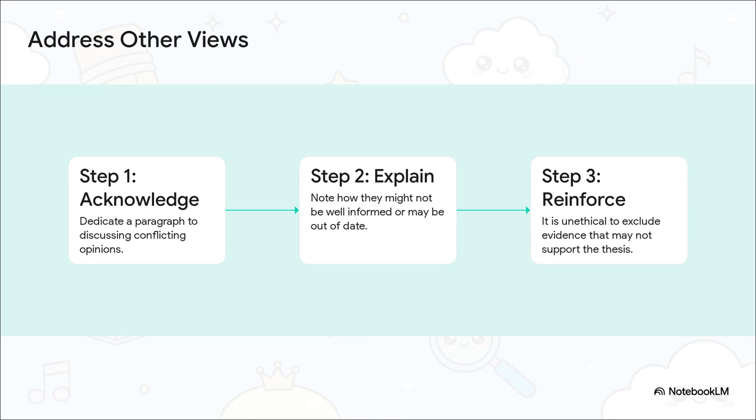And there's a really structured, respectful way to do this. You don't just dismiss the opposition. First, you acknowledge their point. Then, you explain why it might be incomplete or maybe based on outdated info. And finally, you reinforce your own position with stronger evidence. This approach shows confidence and real intellectual honesty.